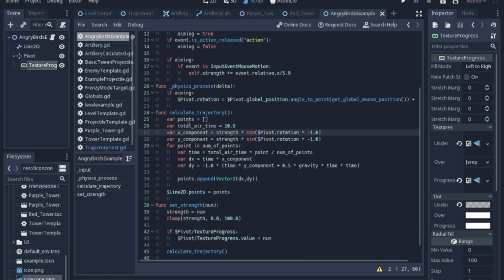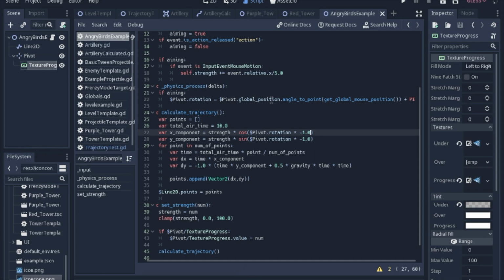Now the last thing we do before we actually calculate anything, in the physics process, if we're aiming, we're going to set the rotation, which is in radians, to the global position angle to point, which is a built-in function in Godot, and then we will get the global mouse position, and pi flips it around 180 degrees, since if you don't have that pi, it's going to point away from the mouse. So after we figure out the rotation, we can do the calculation.